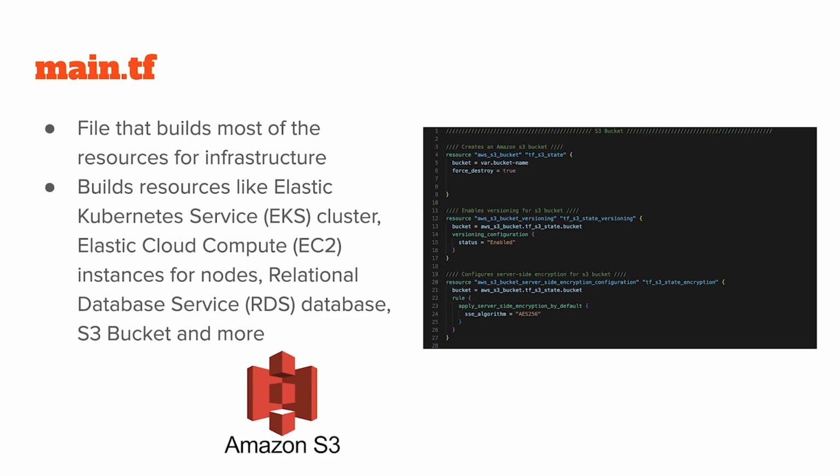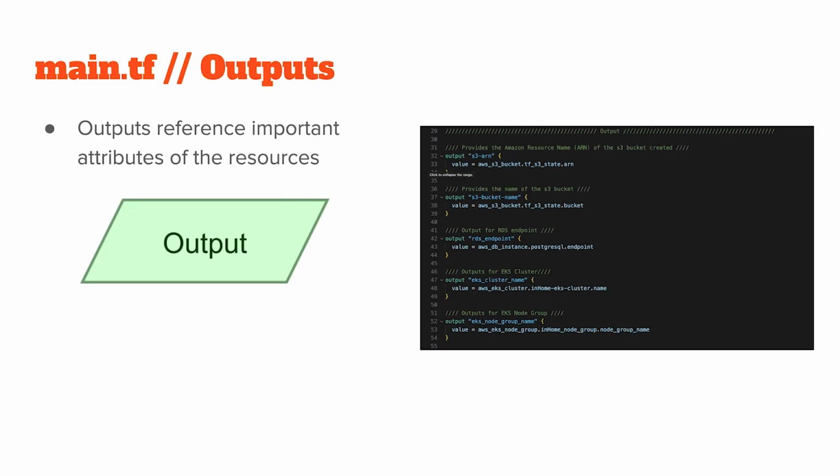We start the file by creating our S3 bucket to store our Terraform state file, which includes versioning and encryption. We also use it to store a file designed to create and store RDS snapshots for backups using AWS Lambda. The next included configuration are outputs for easy references to the important attributes of our resources, which can be seen on the right.